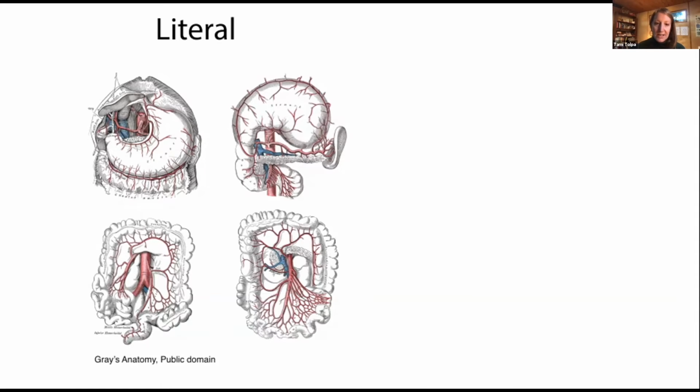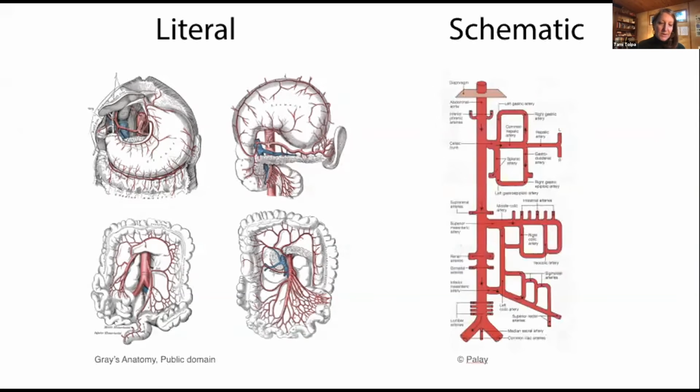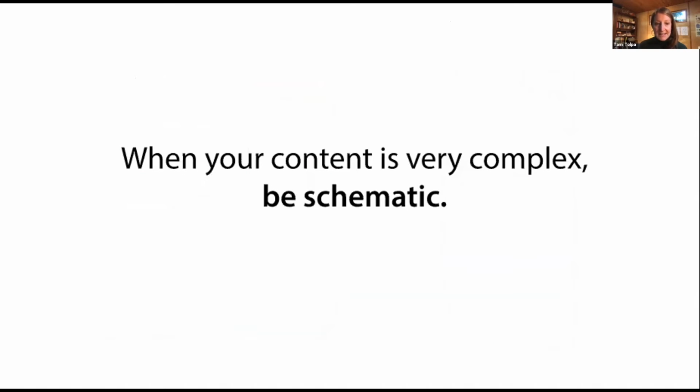So imagine you're a student trying to learn the branches of the abdominal aorta for the first time. These pictures are so complex that they really obscure the pattern of those arteries. And so a more effective picture for learning might be a schematic like this. It's not literal. It is a representation that emphasizes the pattern, however. So now what's most important is most accessible. So the second S is be schematic. When your content is very complex, be schematic. Make a diagram. This is especially helpful when you want to communicate patterns and relationships between things.